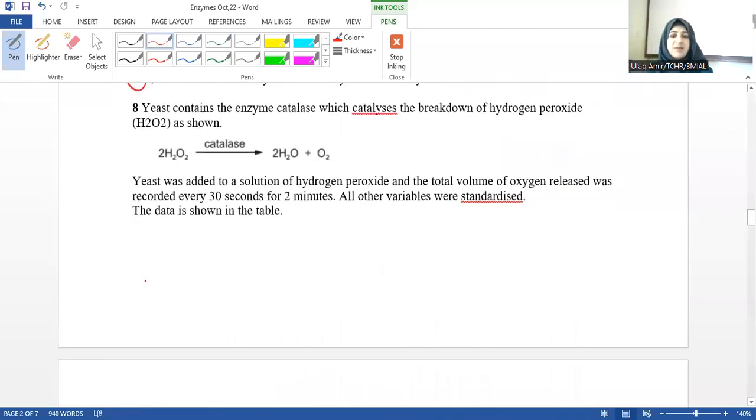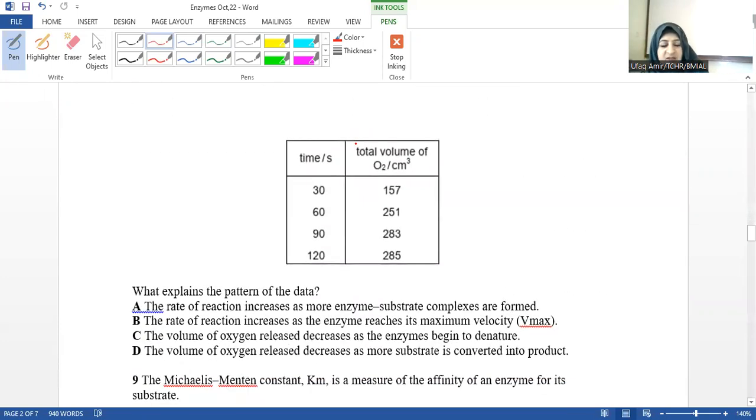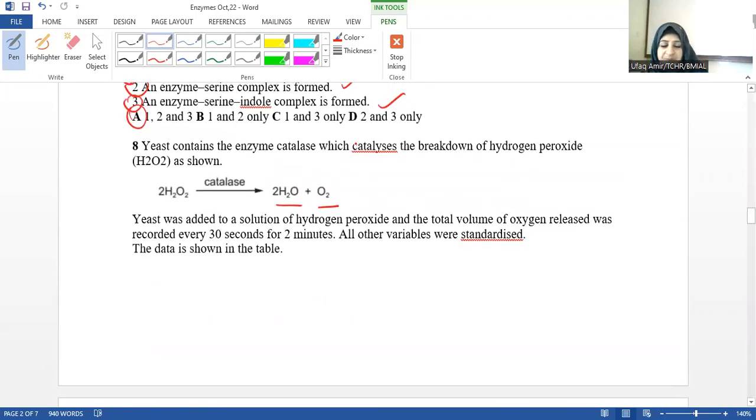Yeast contains the enzyme catalase, which catalyzes the breakdown of hydrogen peroxide. You can say the enzyme is a catalyst in yeast, and it's breaking down hydrogen peroxide into water and oxygen. And we recorded the results after every 30 seconds for 2 minutes. That is, recorded at 30 seconds, then at 60, and after that at 1 minute intervals. This way you made the ranges.